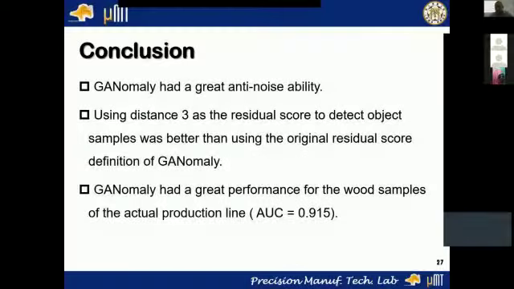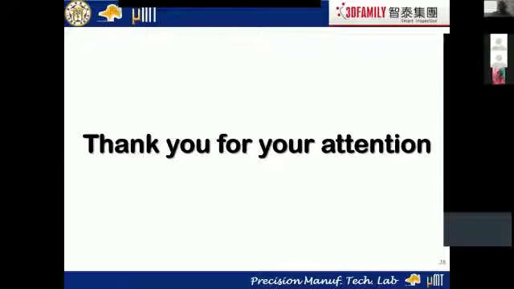There are 3 important conclusions of this paper. First, GAN anomaly has a great anti-noise ability. Second, using distance 3 as a residual score to detect object samples was better than using the original residual score definition of GAN anomaly. Third, GAN anomaly has a great performance for the wood sample of the actual production line. Okay, thank you for your attention.